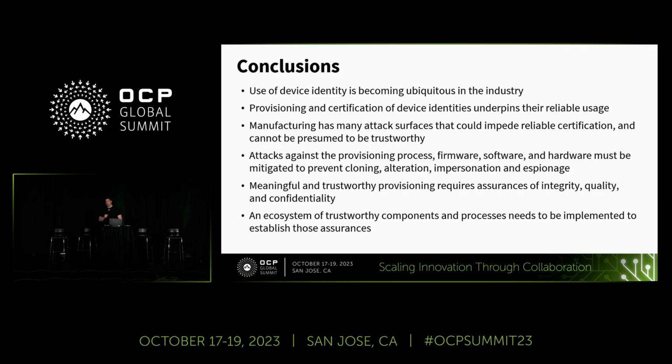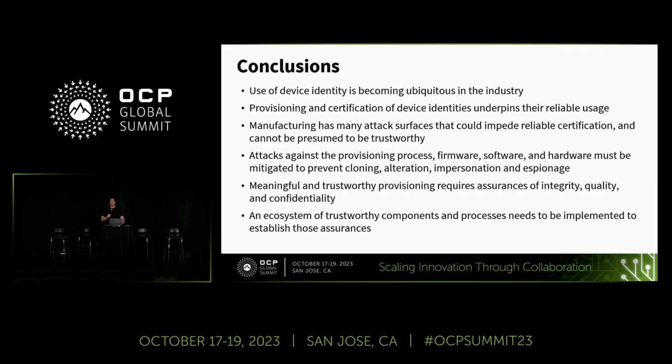So in conclusion, right, device identity is becoming ubiquitous in the industry. It's getting used a lot. And that is all underpinned by the provisioning and certification of these identities. We really can't use them if we don't trust the identities in the first place. Manufacturing has a lot of attack surfaces that can make that reliable identity provisioning difficult and maybe not something you can just presume to be trustworthy. And there are a lot of potential attacks that could result in situations you didn't want and that result in the reliability of your devices not being where it should be.